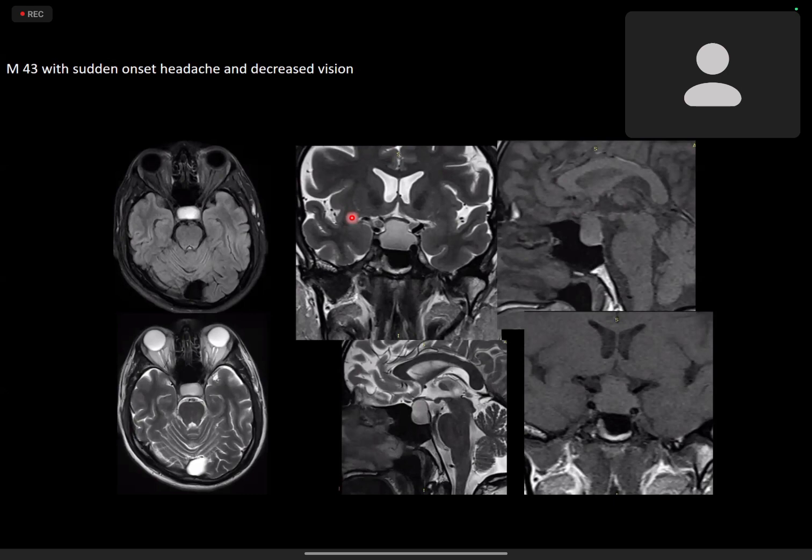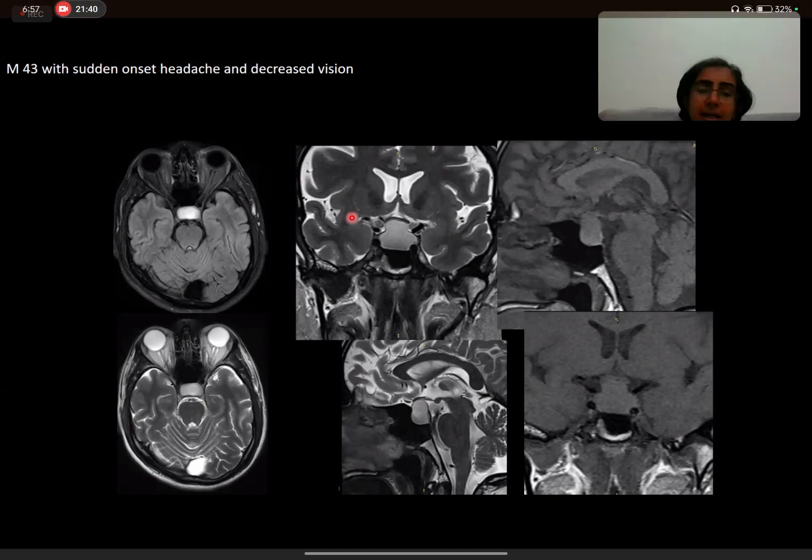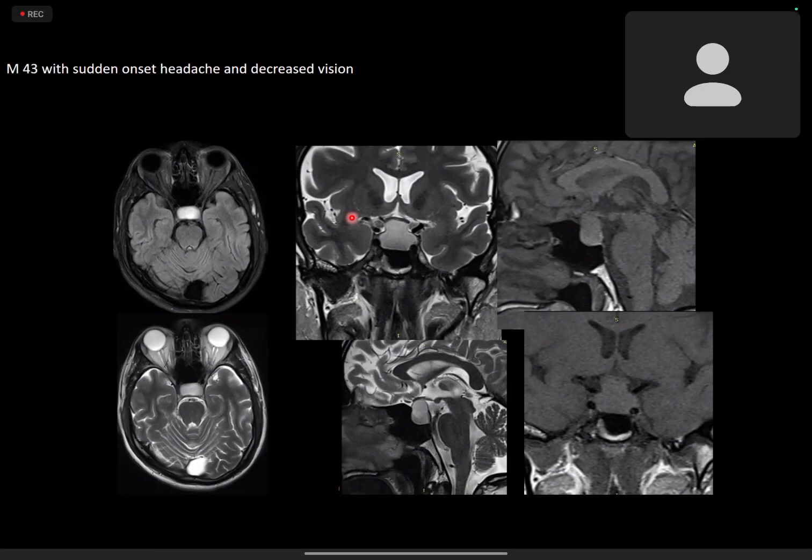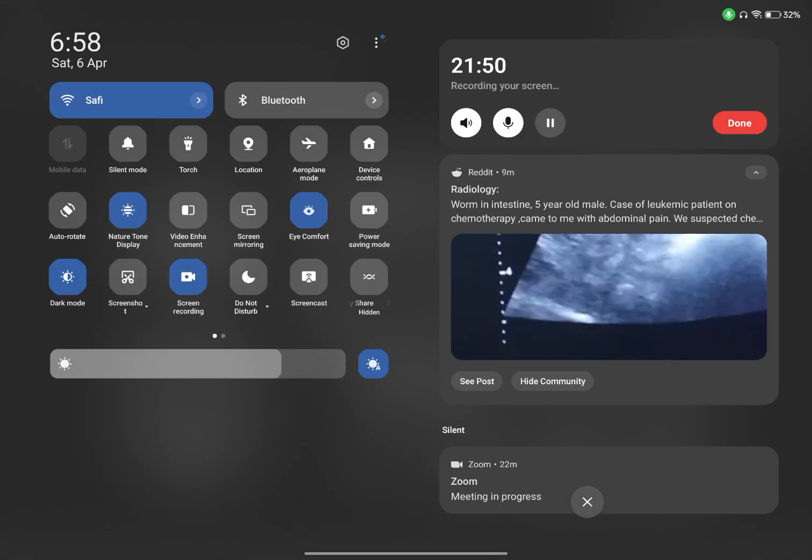On T2 weighted images, there is a fluid level with hyperintensity lower and hyperintensity above. That's called dependent T2 hypointensity. Yes, ma'am, dependent T2 hyperintensity. So in view of sudden onset headache, I would suspect a pituitary macroadenoma with secondary apoplexy. Excellent. Good description.